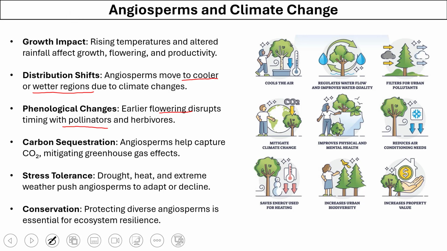With climate change, the angiosperms also have to face environmental conditions such as drought, heat, and extreme weather, which either make them adapt or decline. The conservation process and attempts are mainly focused at protecting the diversity of angiosperms for ecosystem resilience.